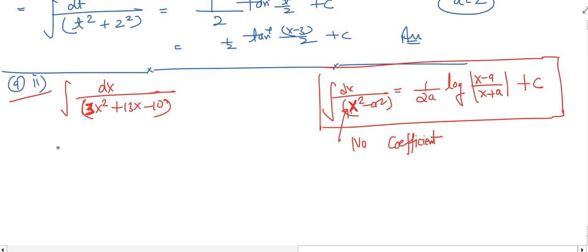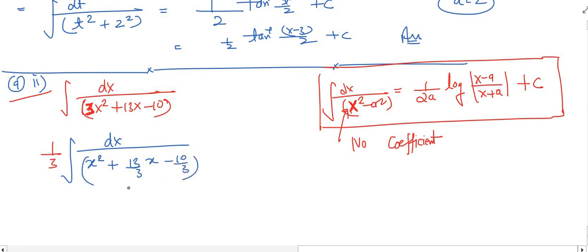And how to remove it? We can just take 3 common, 1 by 3. So what will happen inside? Every term is divided by 3. Correct? Do you remember? So 13 by 3x minus 10 by 3.